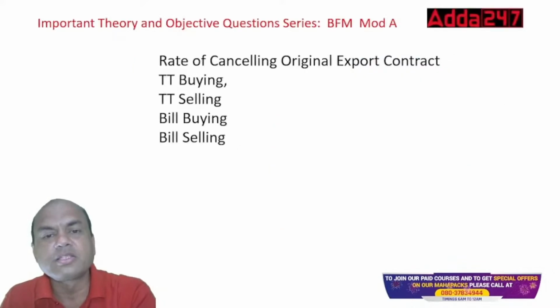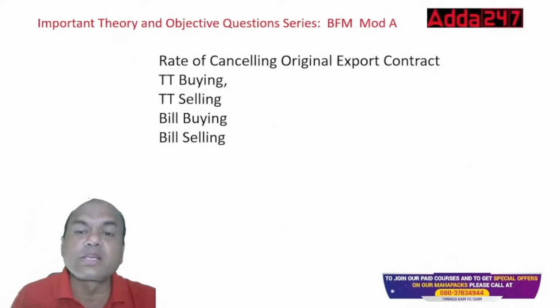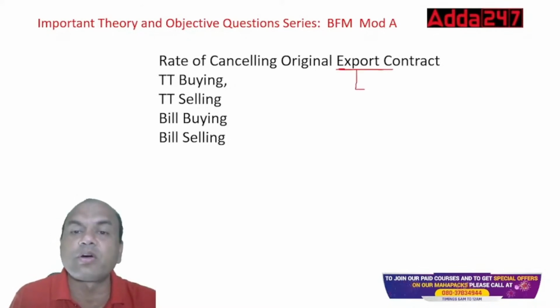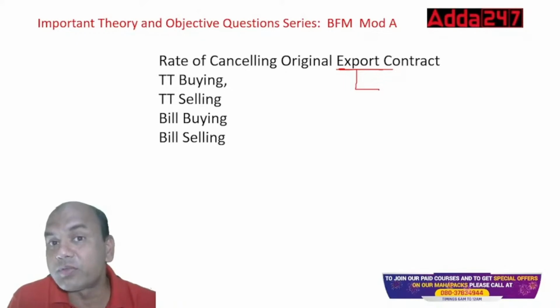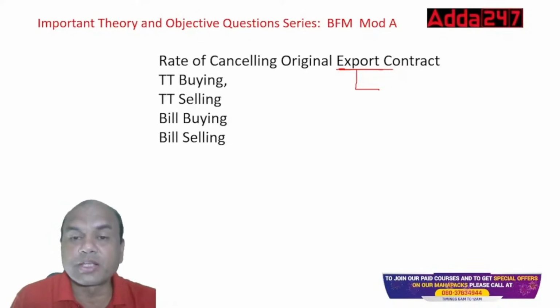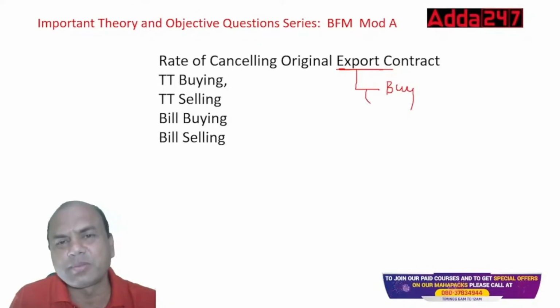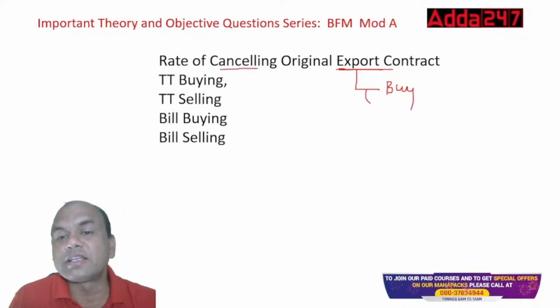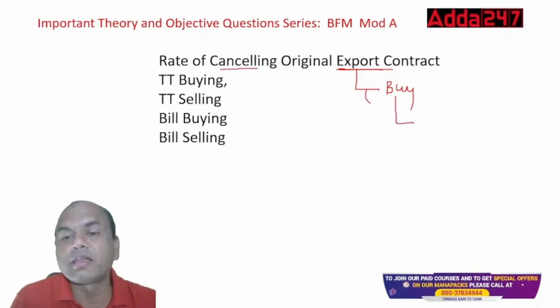Next one. Rate of cancellation of original export contracts. Here, original export. So export contract is always for what? Just now we told in the first problem, whenever we have export, export will always be buy. Buy or bid, forget it. Keep it simple. Buy. So if export is at buy, then I have to cancel it. So cancelling will be opposite. What is the opposite of buy? It will be sell. So cancellation will be sell.